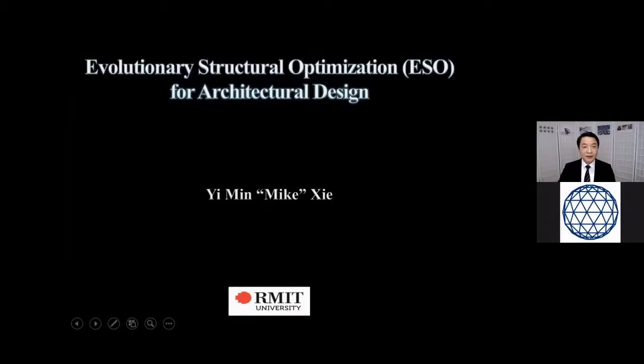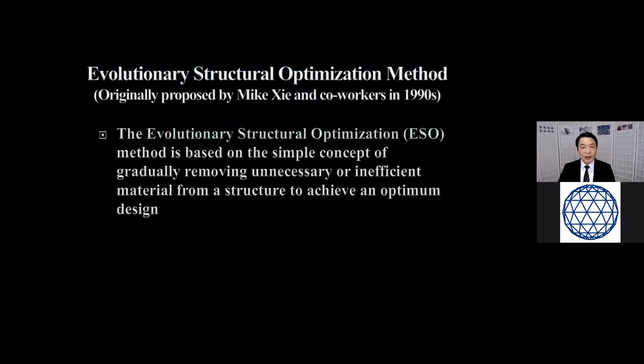So I'm going to give you a brief introduction about the evolutionary structure optimization method and its applications to architecture design. The evolutionary structure optimization method was developed by my team in the early 1990s. The idea is actually very simple.